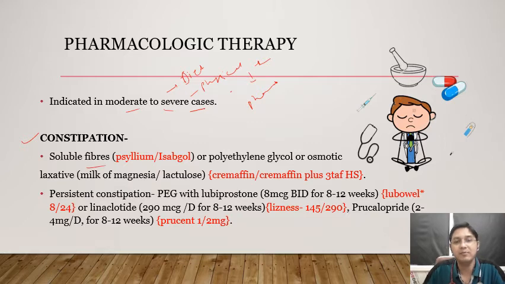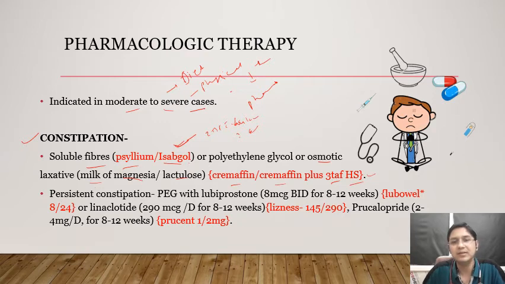Like we have bulk-forming agents with the name psyllium, or isabgol, which is available with the same name, or polyethylene glycol. Isabgol, you have to give the patient 2 teaspoons with lukewarm water at bedtime. Or you can give an osmotic laxative, that is milk of magnesia or lactulose, which comes in the market as Cremaffin or Cremaffin Plus. You can give this 3 teaspoons at bedtime. So this is the timing of the laxative. You have to ask the patient to take it at bedtime.